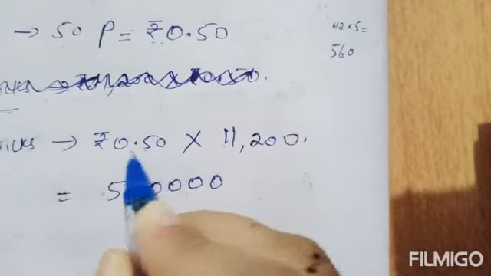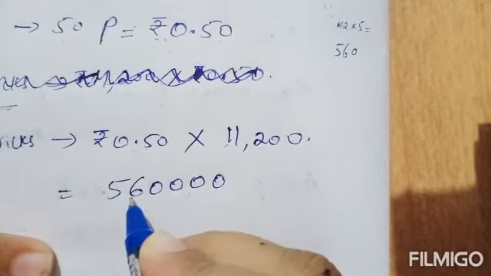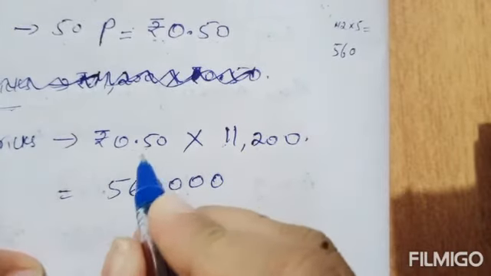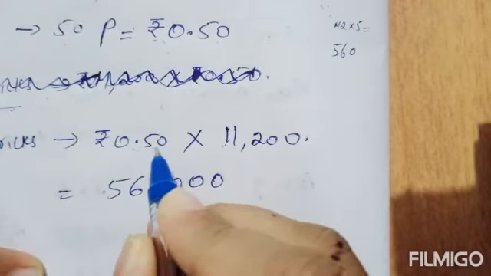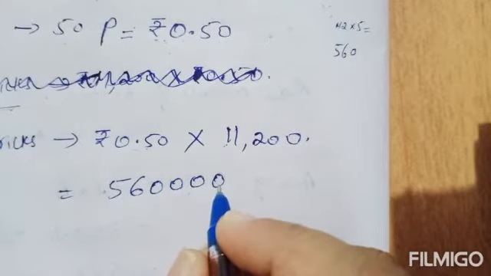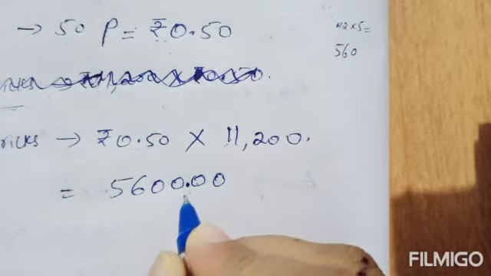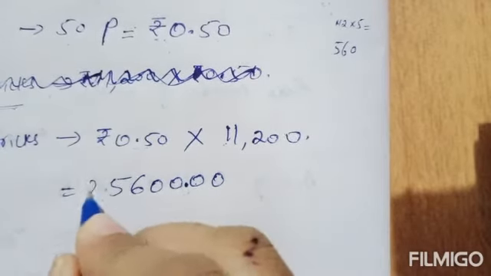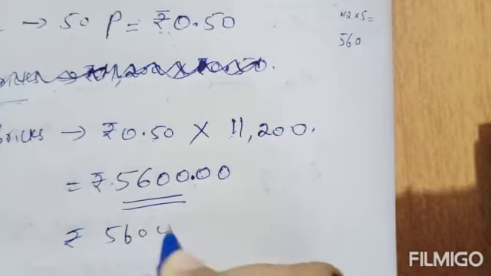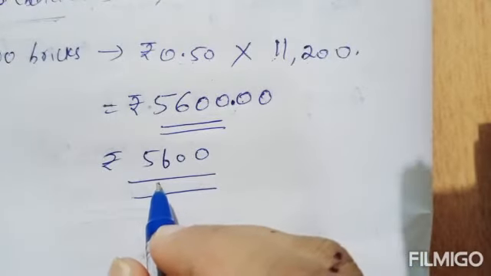Now 50 into 11,200 you will get 5,60,000. Okay. Now after the decimal point there are 2 digits, so in the answer also there should be 2 digits after the decimal point. So this is 1, 2. Here will be the decimal point. So the answer is rupees 5,600. These many rupees are required to pave that floor.